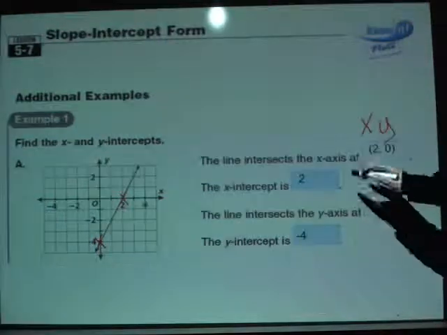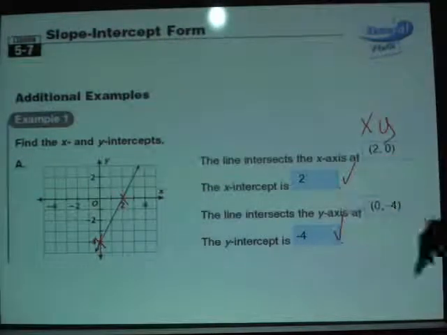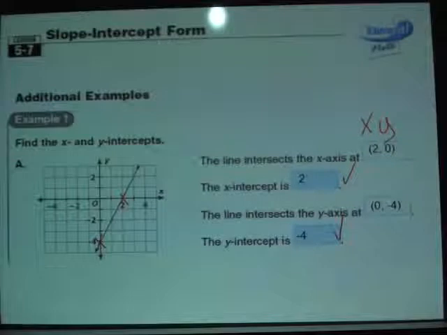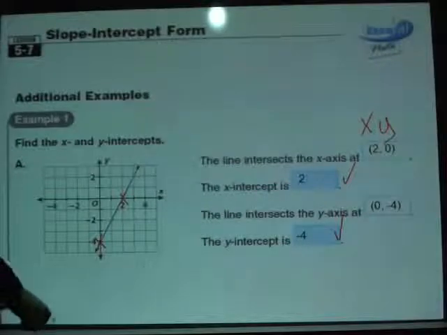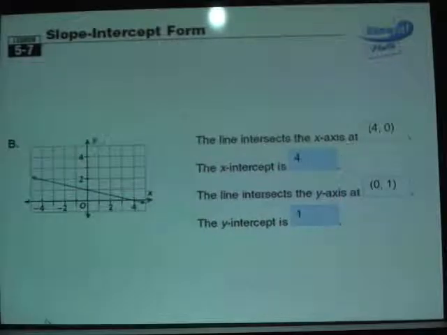Again, what's really important here, x-intercept is 2, y-intercept is -4. Goes across the x-axis at 2, goes across the y-axis at -4. Real simple. That's all you're doing. Tell me where it goes across the x, where it goes across the y. Same thing here for this one.